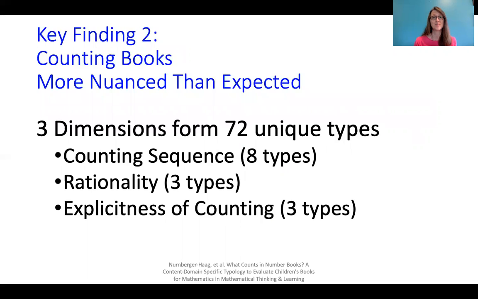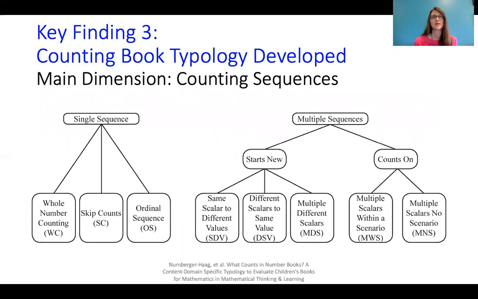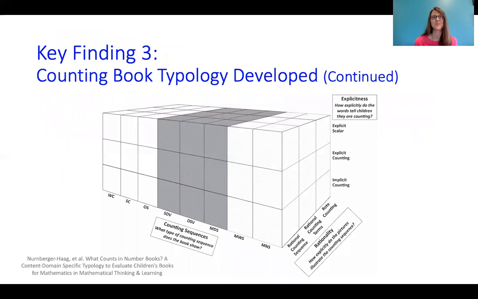We found 3 dimensions that formed 72 unique types: the counting sequence dimension, rationality, and explicitness of counting. So the key finding 3 is our topology. The main dimension of this topology are the counting sequences. So we provide them here, but please read the article to find out the details of these.